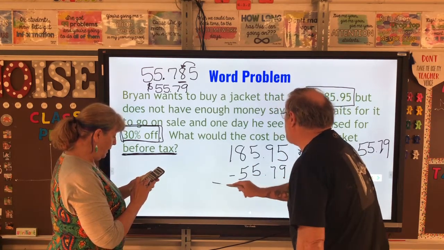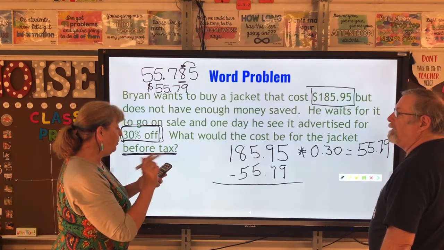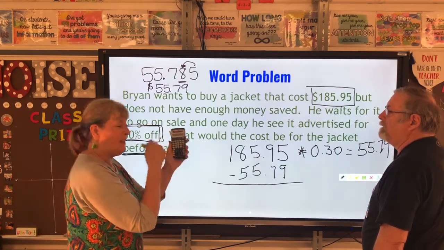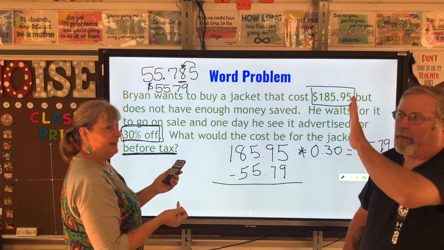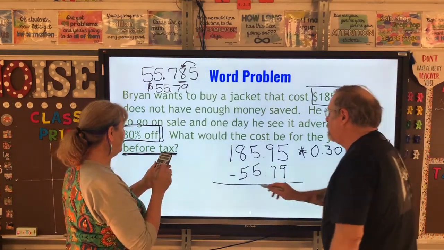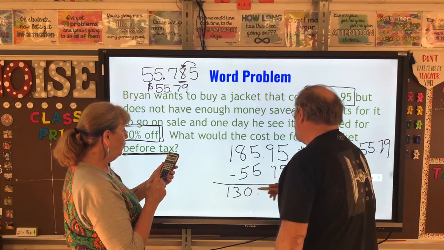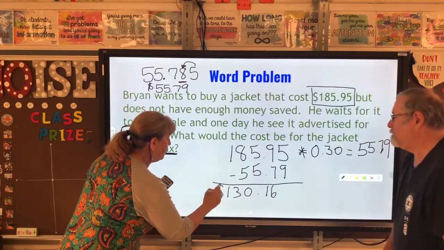185. And you're going to use that handy-dandy calculator. 55.79. You know what I love about Desmos? You can see the numbers. Like when you use one of these calculators, if you punch in the wrong number, you don't see it, but on a Desmos calculator, it's all there for you. So you kind of got to make sure this is right. So $130.16. And doing the math really quickly in my head, I know that that's the correct answer.